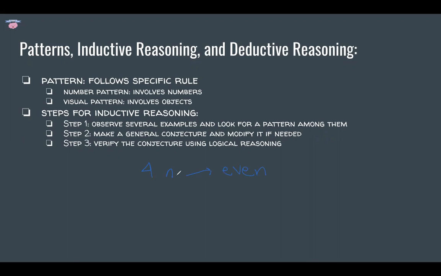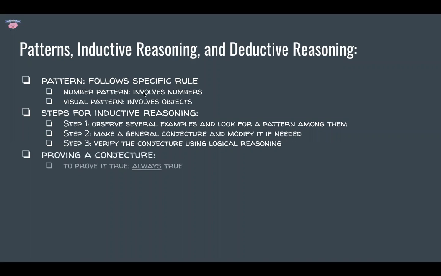Now, in inductive reasoning, we'll find a pattern. So we set n is equal to 1, n is equal to 2, n is equal to 3, n is equal to 4, n is equal to 5, n is equal to 6, and so on. As we can see, all of these are even. That is our conjecture. When you multiply 4 by a number n, it's always even. Now, I'll explain deductive reasoning before I use logical reasoning to verify.